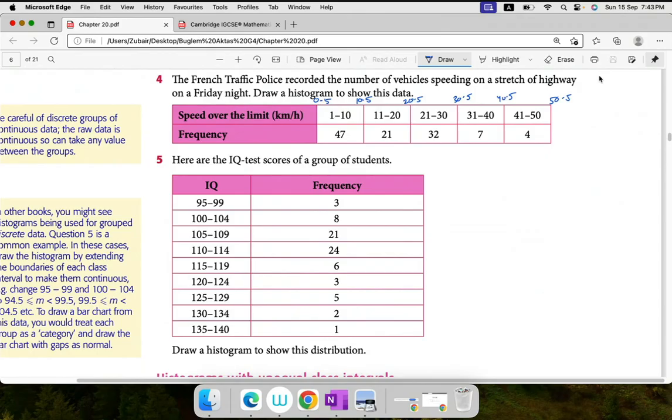And heights are already given. Classes are of equal width. So we just straight away mark the x and draw all those bars. 47, 21, 32, 7, and 4.